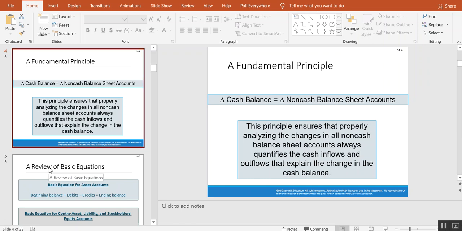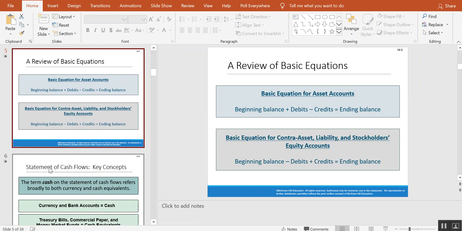in this statement. So a few basic equations we're going to look at here. For asset accounts, we're going to take the beginning balance plus any debits minus any credits, and we're going to get an ending balance. For any contra asset, liability, or stockholders' equity accounts, we're going to look at it like this. Beginning balance minus debits plus credits is going to be the ending balance.